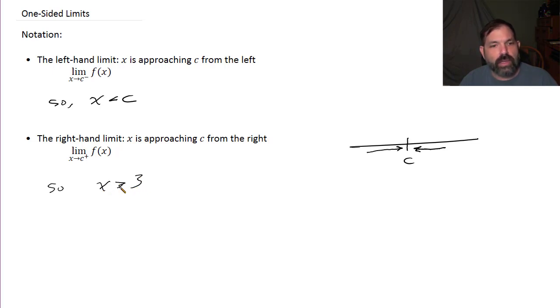All right, so this is a key thing to remember. If we have a one-sided limit, if we're approaching from the left, that means we're using values less than our c value. And if we're approaching from the right, that means we're using x values that are greater than that c value. Let's see an example or two of this.